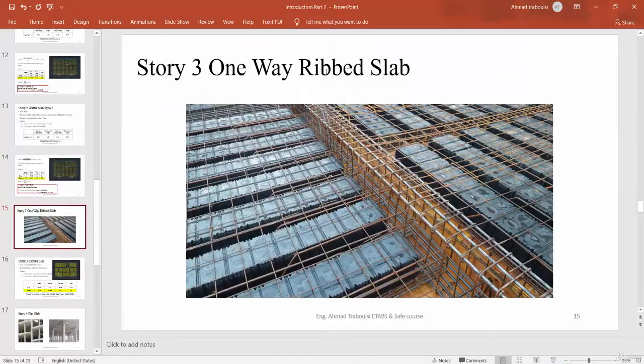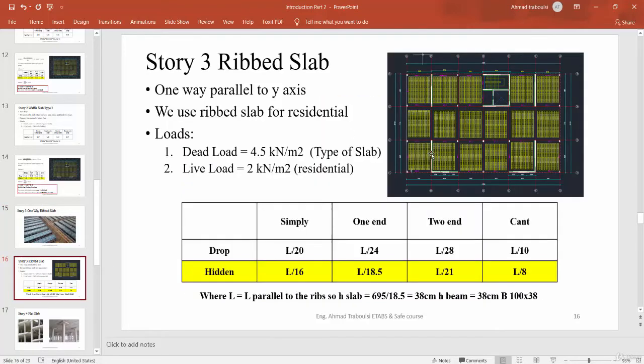We return to the presentation. We see that this is an example of a one-way ribbed slab. These ribs are in the X direction. In our project, the ribs are in the Y direction. Story 3 ribbed slab, one way, parallel to the Y axis. The ribbed slab, as we said before, is a one-way ribbed slab.